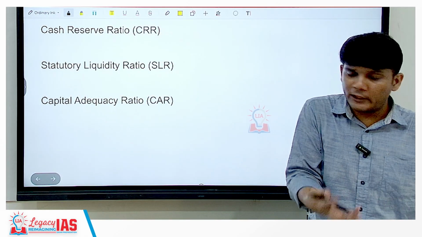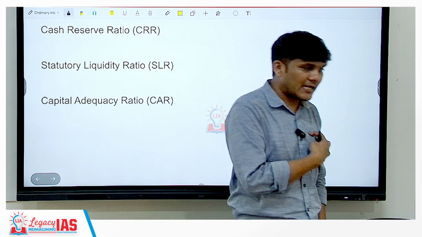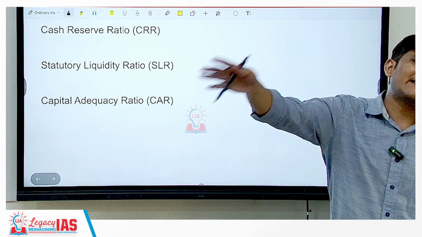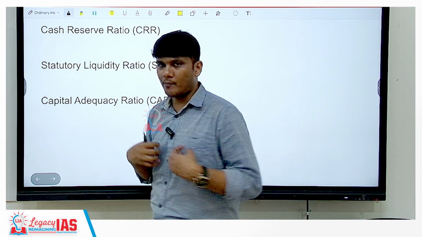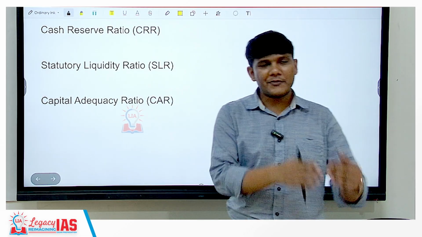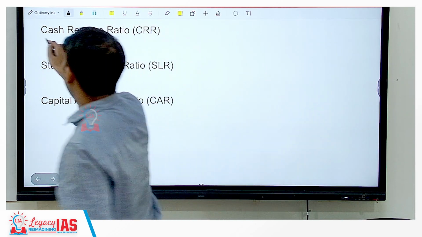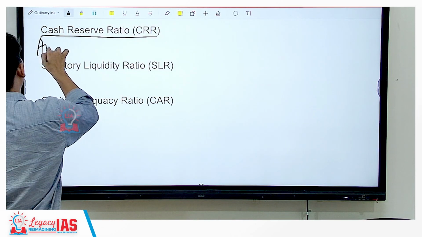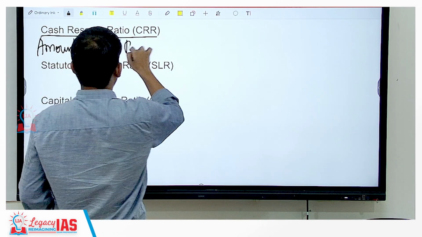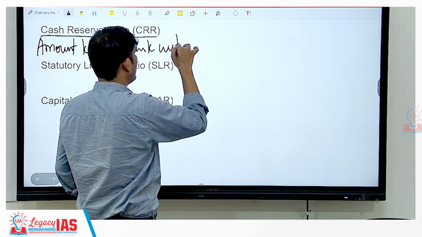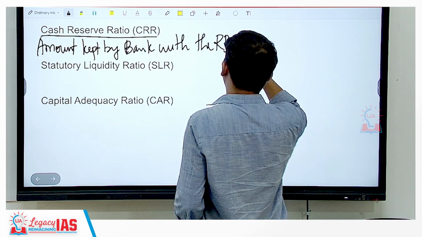Another thing needs to be done here. What is that? The RBI would then ask me, as a bank, to keep my money not with myself but with the RBI only. So when a bank keeps a part of its money with the RBI, that money is the cash reserve ratio. So what is cash reserve ratio? The amount kept by the bank with the RBI. That is cash reserve ratio.